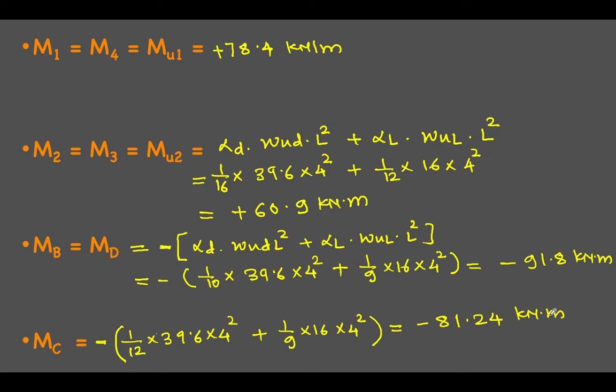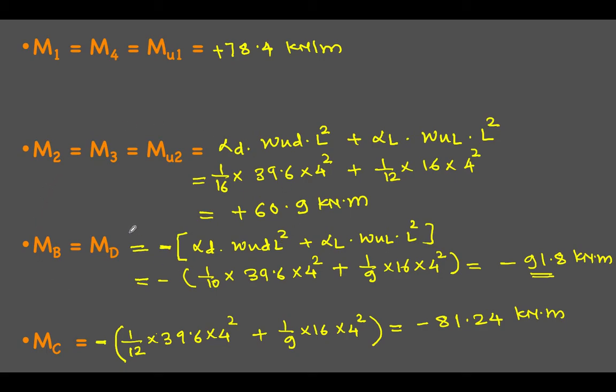Amongst these four values, irrespective of sign, the maximum is 91.8. Don't consider that minus 91.8 is less than plus 60.9. It is not like that. The minus or plus sign only indicates in what manner the beam is bending or deflecting. Positive means it is deflecting in a sagging way, and negative means it is deflecting in a hogging way. So in this way we have calculated moments at all the points.